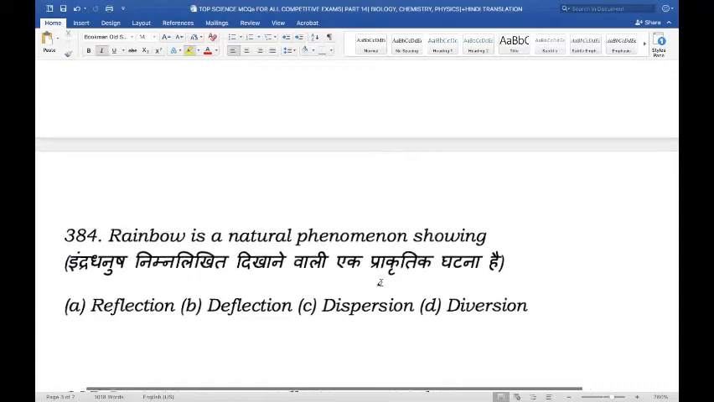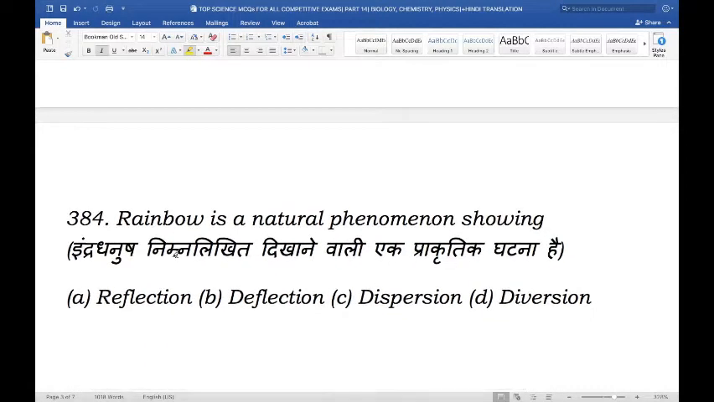Next, rainbow is a natural phenomenon showing. So what does a rainbow show? Does it show reflection, deflection, dispersion, or diversion? And the right answer here is reflection. A rainbow is caused by the sunlight and atmospheric condition. Light enters a water droplet, slowing down and bending as it goes from air to denser water. The light reflects off the inside of the droplet, separating it into component wavelengths or colors. So when light exits the droplet, it makes a rainbow.